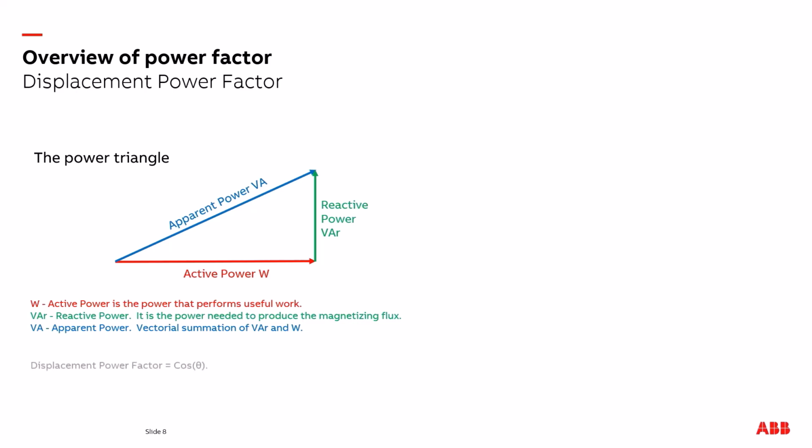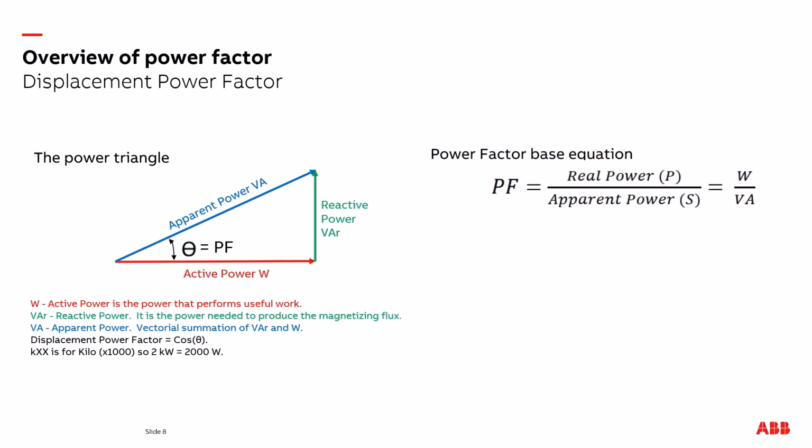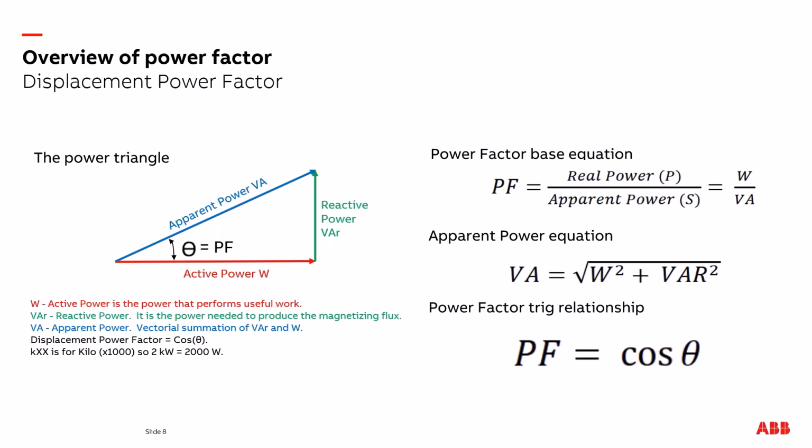That's your triangle. The displacement is the power factor. It's the cosine theta. Cosine theta shown here is your power factor. And kilo is for 1,000 times, so 2 kilowatts equals 2,000 watts. Power factor base equations are real simple. Real power divided by apparent power, watts over volt-amps, is power factor. Apparent power in volt-amps is the square root of the sum of the squares of the watts and the volt-amps reactive. And in the power factor triangle, power factor equals cosine theta.